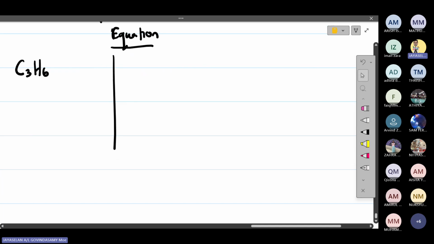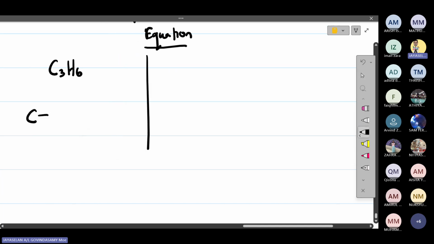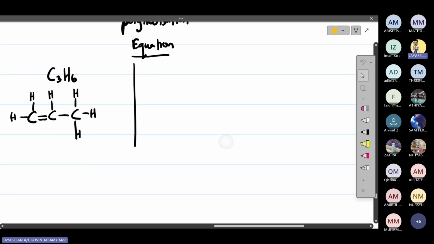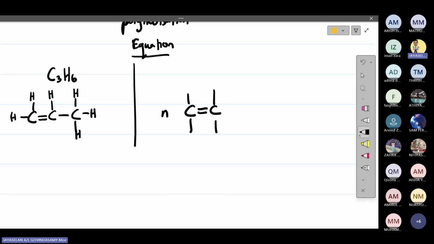Next y'all draw the structural formula. Propene must have 3 carbons, 1 double bond, like this. Now all of you draw. Okay, you already drew, right? Now I want to answer the equation. How to answer? C double bond C, top and bottom, y'all put n. Without this n, 0 mark, you know. So must put n.